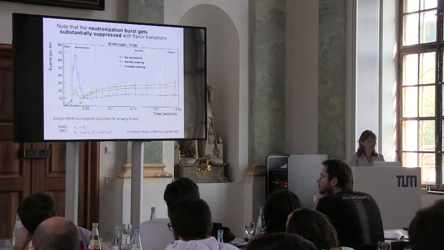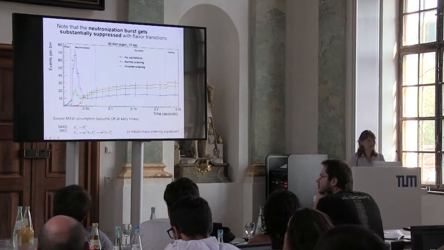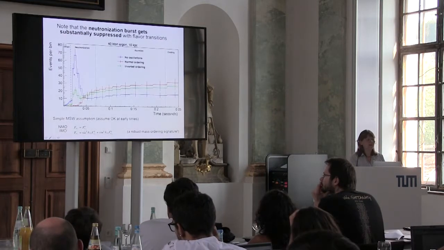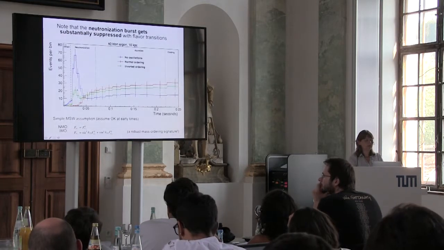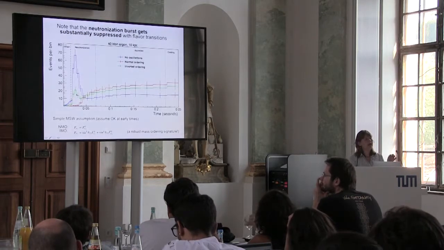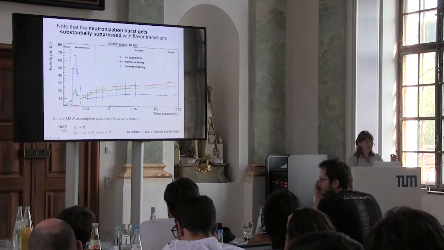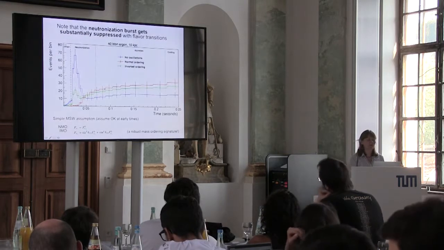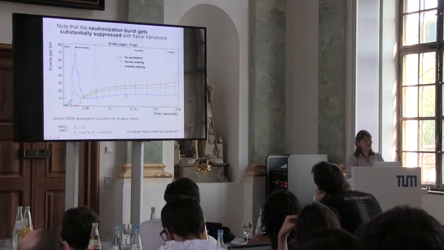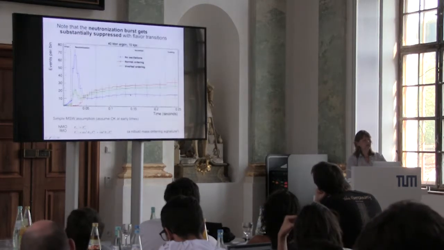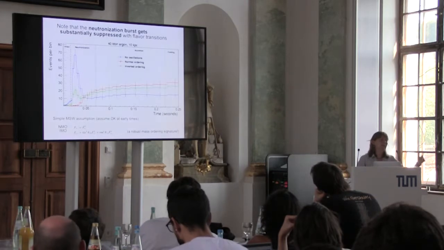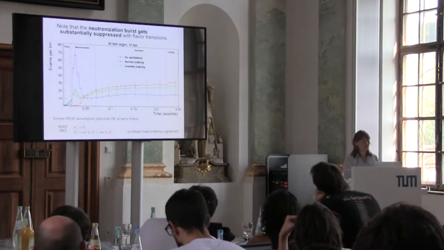And so here is the example. You have no oscillations, and we know that's not true. We actually know that's not what nature does. Here's the neutronization burst. If the hierarchy is inverted, you get a suppressed burst, and you get a really suppressed burst if it is normal. And in fact, assuming the MSW oscillation is good, you also get a different event rate at later times. So this is actually a fairly robust mass ordering signature, whether the neutronization burst is a little bit reduced or strongly reduced.